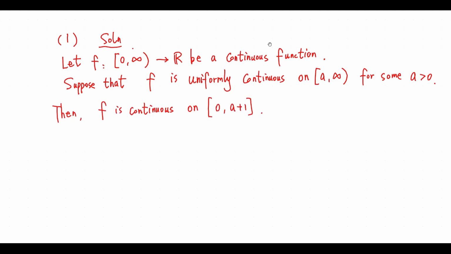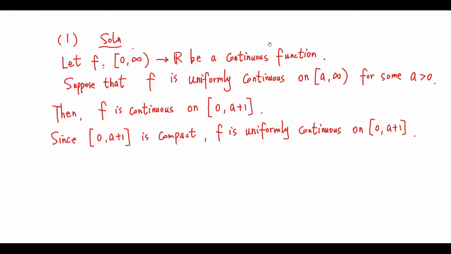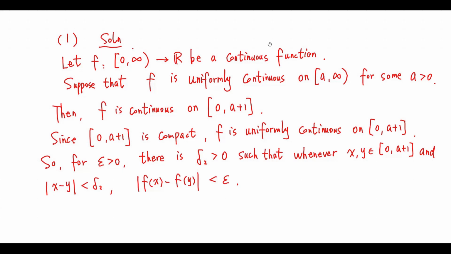Since f is continuous on the semi-closed interval [0, infinity), f is continuous on the closed interval [0, a+1]. Since this closed interval is compact, f is uniformly continuous on this closed interval. So, for any positive real number epsilon, there is a positive real number delta 2 such that for all x, y in this closed interval, if the absolute value of x minus y is less than delta 2, then the absolute value of f(x) minus f(y) is less than epsilon.